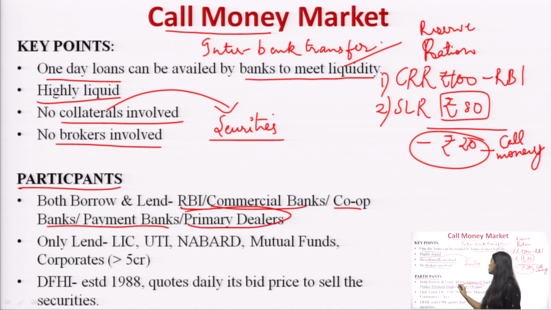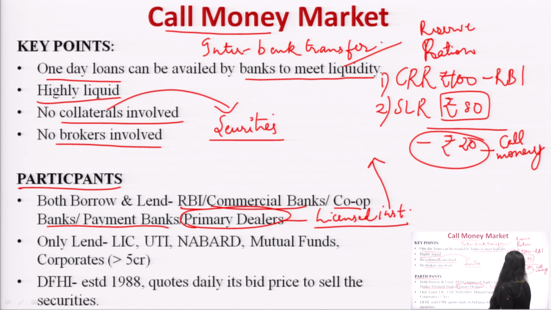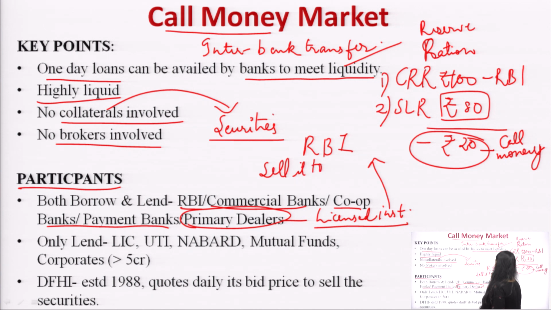There is a new term which is called primary dealers. Now, who are the primary dealers? Primary dealers are the certified institutions who have the license of taking money from the RBI. So, these are licensed institutions, and what they do is they borrow the money from the RBI and sell it to a third party.